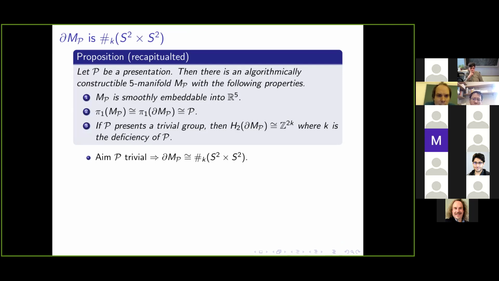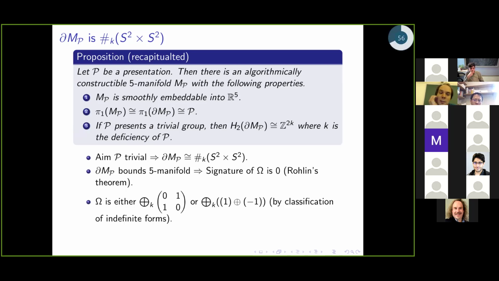So let me recapitulate the proposition we had. From a presentation, we are building a five-manifold with the properties that I have mentioned earlier. And we aim to show that if we have a trivial presentation, then we are getting a connected sum of copies of S2 times S2. Okay, so let's see what we have. We know that this boundary bounds a five-manifold, and this five-manifold is simply this MP, because it's a boundary of the five-manifold. So we know that the signature is 0 by Rochlin's theorem. In general, intersection forms may be complicated, but if the signature is 0, they are pretty simple.